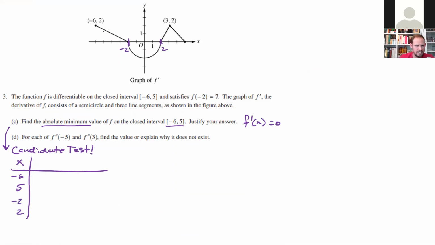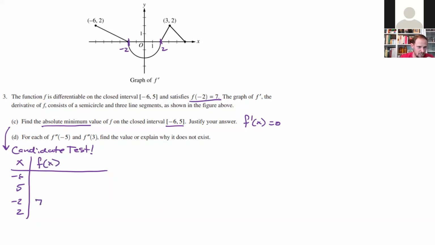Now, if you want to say, wait a minute, we want absolute minimum and this positive here, so it would be increasing and then decreasing. This is actually a max, and you want to leave out -2, you actually can. Not a problem. But -2 is the easiest thing to find that we've got because the f value at -2 is given. So we want to find the f value of each of these. So at -2, we've got 7.